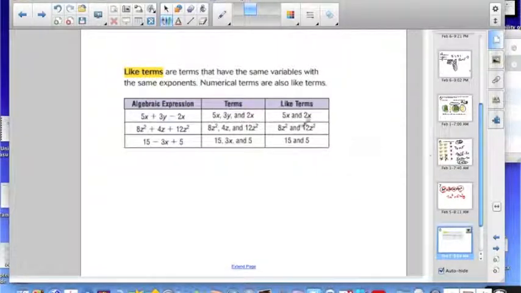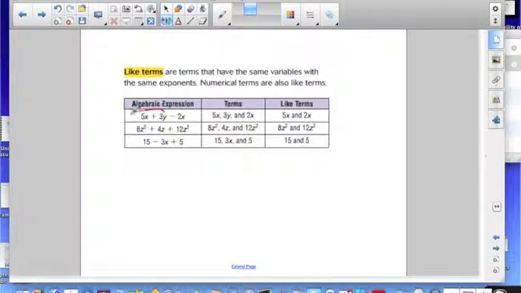So remember, like terms are terms that have the same variables with the same exponents. Numerical terms are like terms, and you can combine like terms. And don't forget to keep your eye on that sign, because the signs are important. If you look at this one, 5x plus 3y minus 2x, the 5x and the 2x are like terms, but you're subtracting 2x. So 5x minus 2x would leave you with 3x plus 3y.